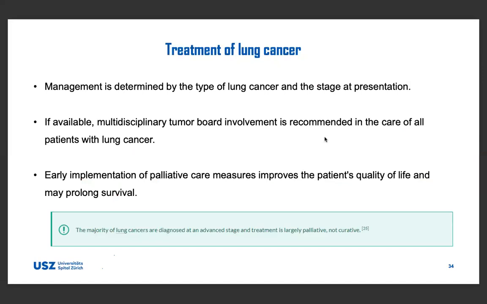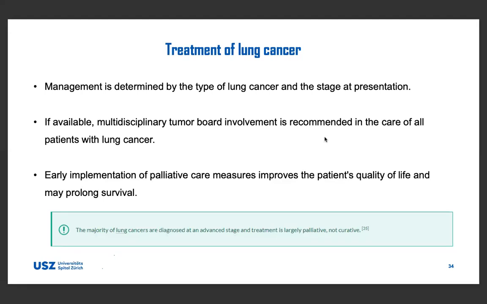The treatment of lung cancer, so the management, is determined by the type of lung cancer, meaning small cell or non-small cell, and its stage. Which stage is it? Is it stage 1A, B? Is it extensive or limited disease in small cell lung cancer? And if available, it's important to discuss this case with other departments in the multidisciplinary tumor board, where you have surgeons, oncologists, radiation oncologists, and anyone else who's necessary, to make sure that we have the best treatment modalities chosen for the patient.